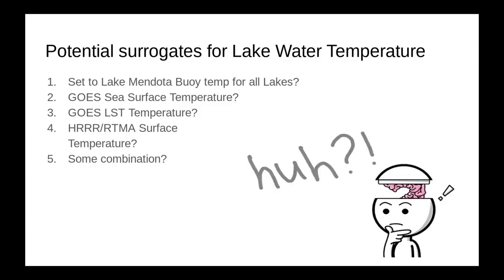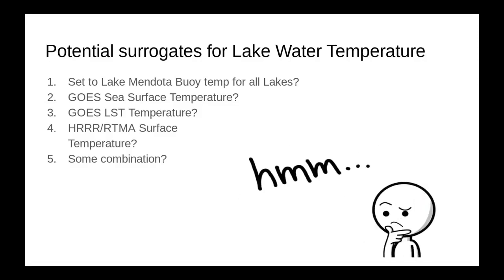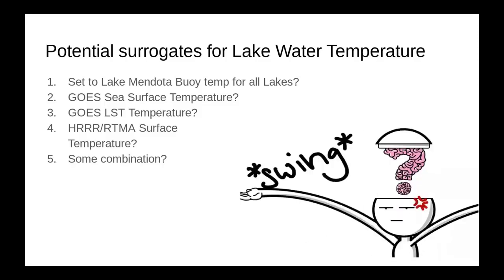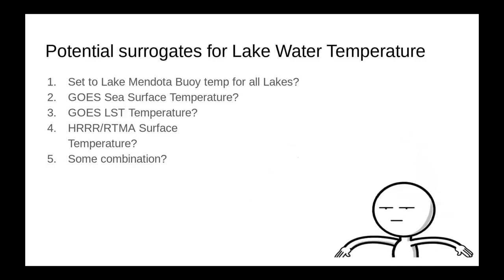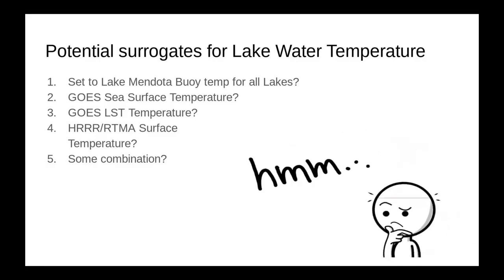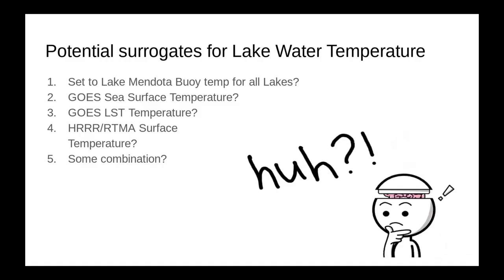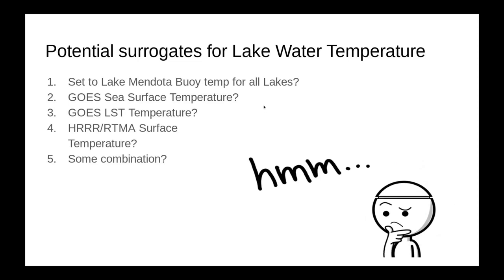Another I thought I had was the GOES sea surface temperature, and I'll dig into some of the problems with that. Then we have the GOES land surface temperature, which again has some issues that arise, and I'll dig into that a little bit here in a bit. And then, obviously, we have just model temperatures, HRRR, RTMA, and we could probably use them, but again, they're surface temperatures, so they're not necessarily telling us what the water temperature is. Or could I use some kind of combination? I'll dig into a little bit about what I did there.